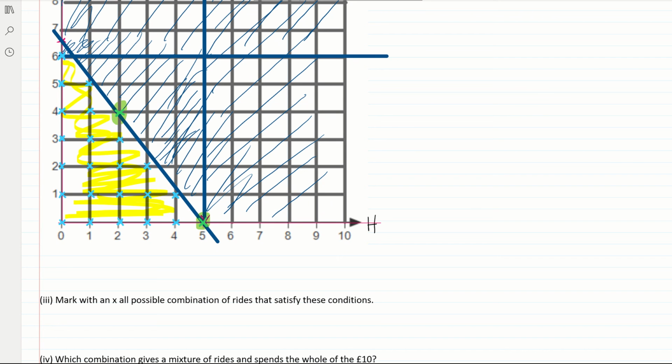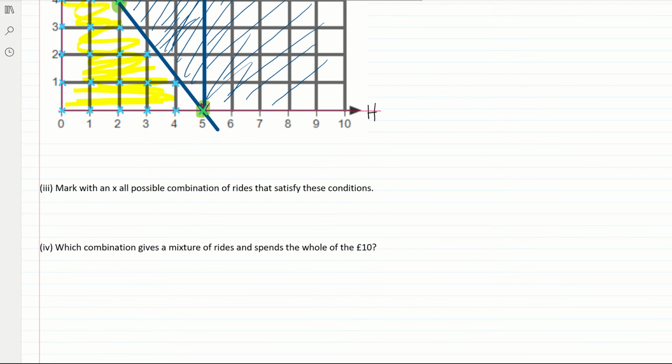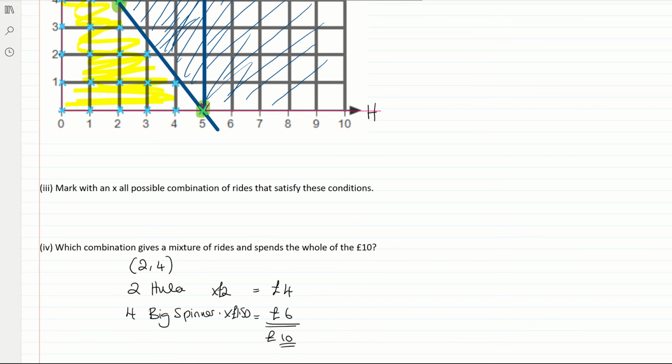So two hula hoop. So 2, 4 is the coordinate we want. 2 hula hoops. Each hula hoop times 2, so that's £8. So it's times £2. And 4 big spinners times 4, and then 4 big spinners, so that is times £1.50, which is 6. So we spend the whole £10.